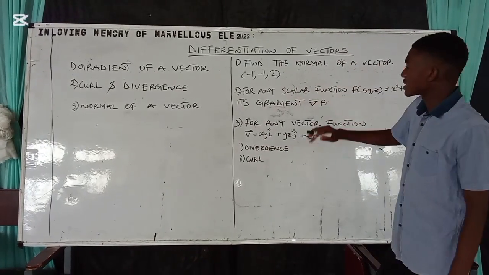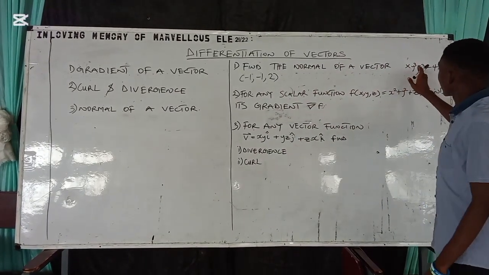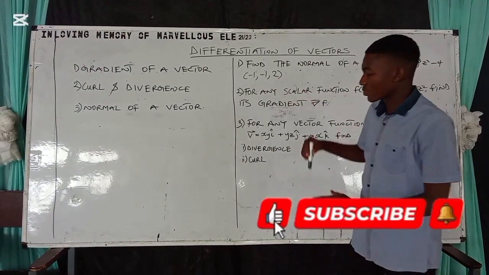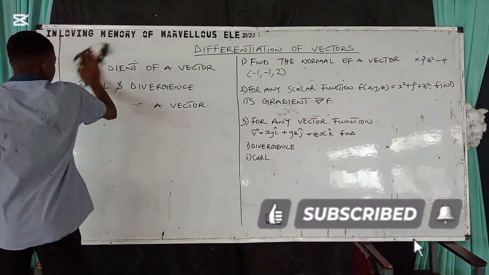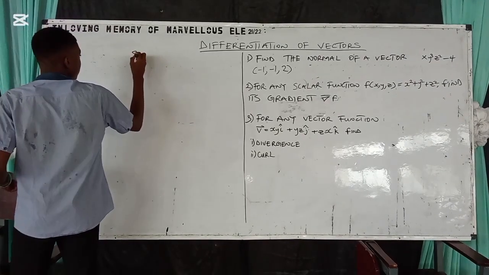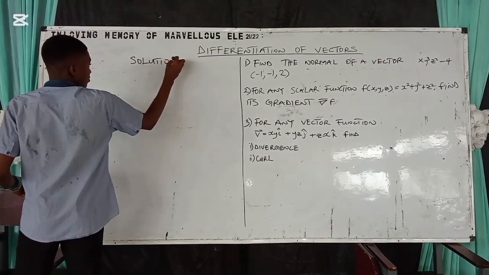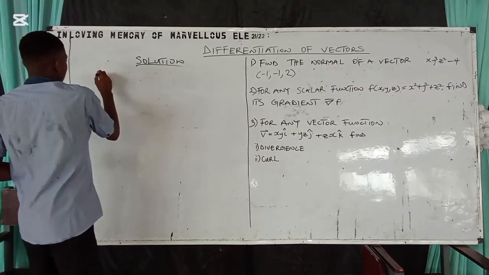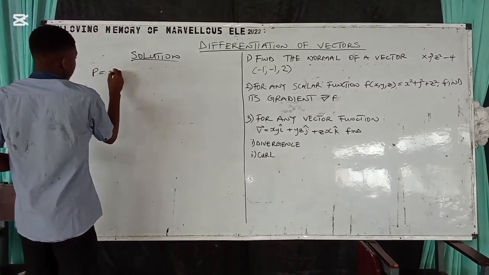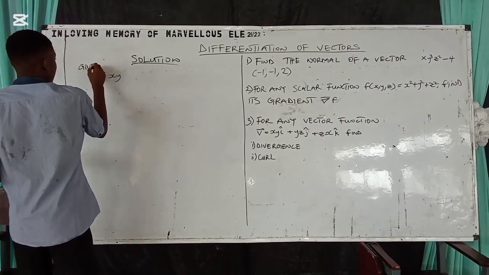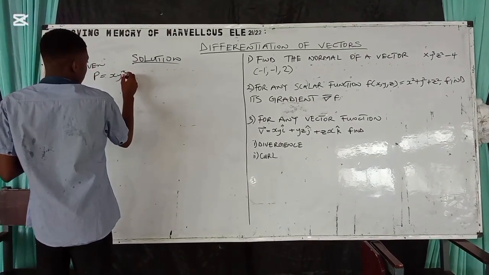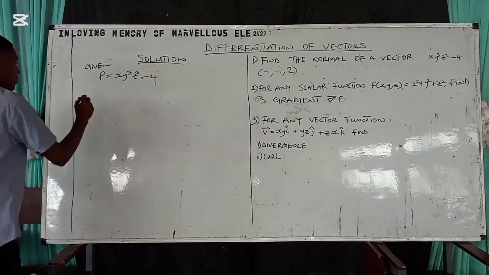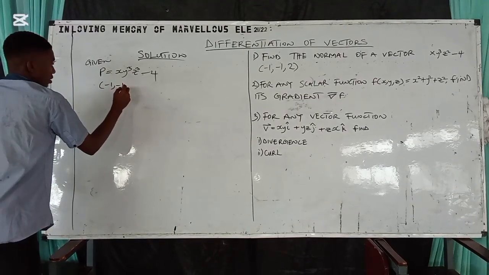This is question one. The question says, find the normal of the vector x, y cubed, z cubed minus 4 at the point -1, -1, and 2. So let's solve. So we have the solution. Given, very important: let's call the vector p. Vector p equals x, y cubed, z cubed minus 4, and the point is -1, -1, and 2.